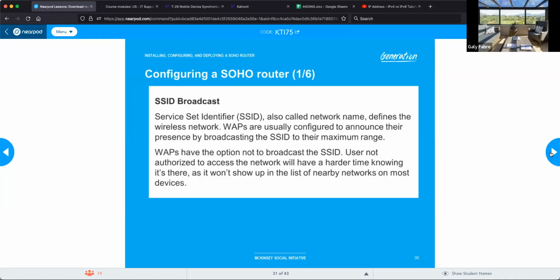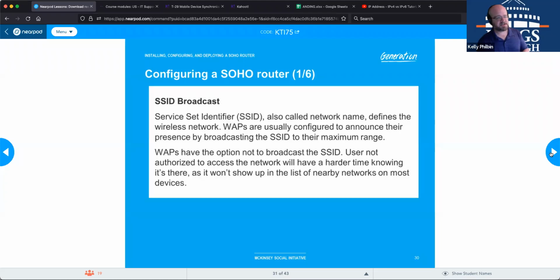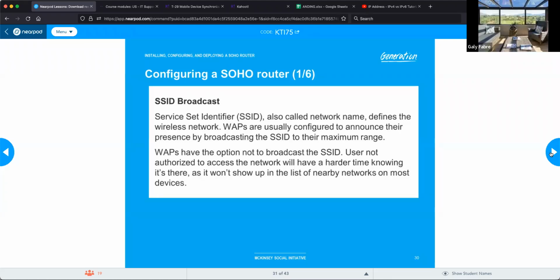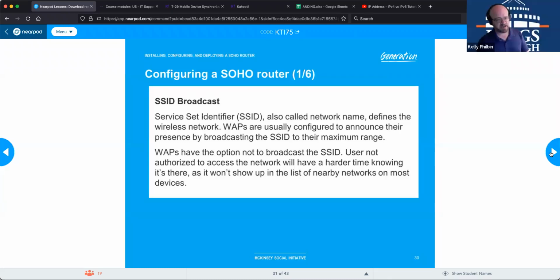Yes. If it's not broadcasting and somebody comes to your house and wants to connect to it, you would have to give them the SSID and password. Although they're getting around that now, which is kind of nice: when you want to hook a guest up to your network, it gives you a QR code, and they can scan the QR code and it gives them the SSID and password.